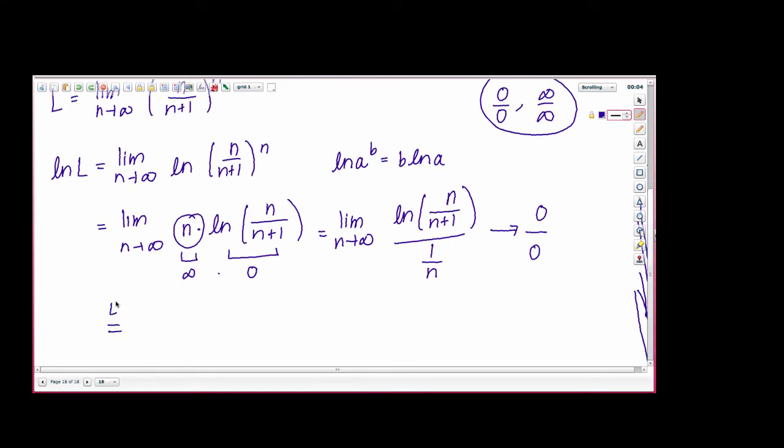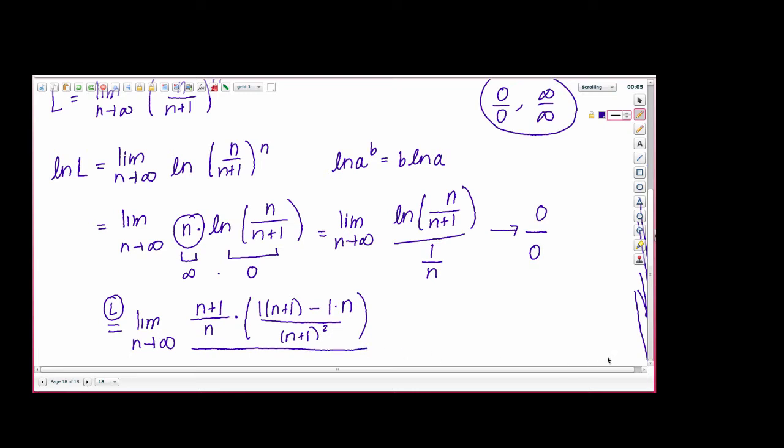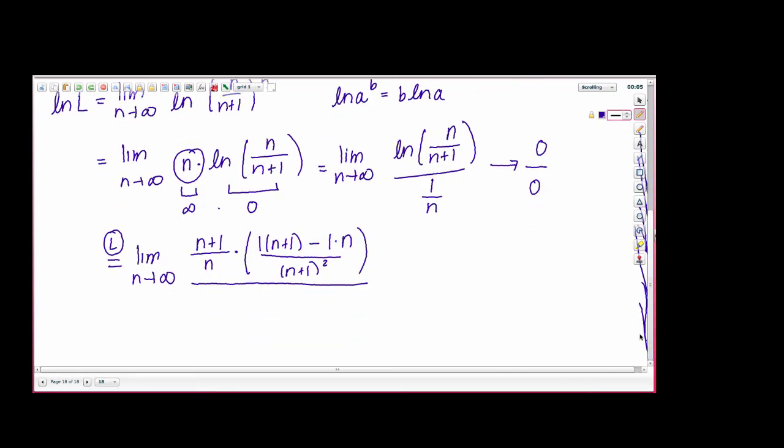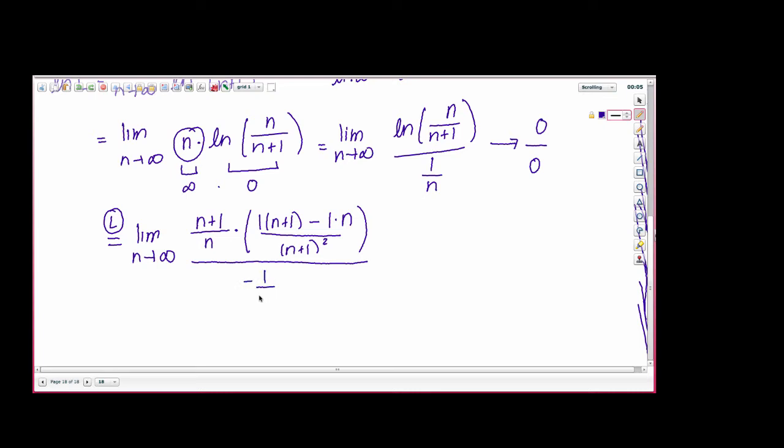So now we get the limit as n goes to infinity. The derivative of the top, so we get 1 over n plus 1, so that fraction flips and we get n plus 1 over n. And then the chain rule says we have to multiply by the derivative of the inside. So we get the derivative of n, which is 1, times n plus 1, minus the derivative of n plus 1, which is 1, times n, all over (n plus 1) squared. And then we have over the derivative of the bottom. The derivative of 1 over n is negative 1 over n squared.